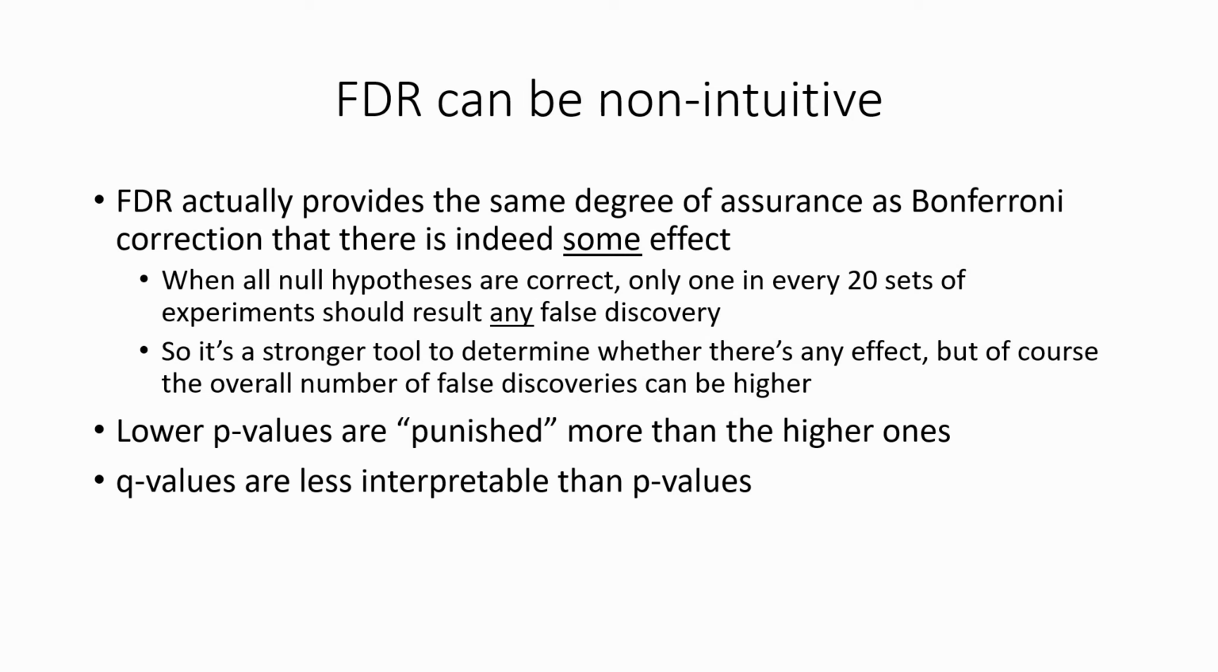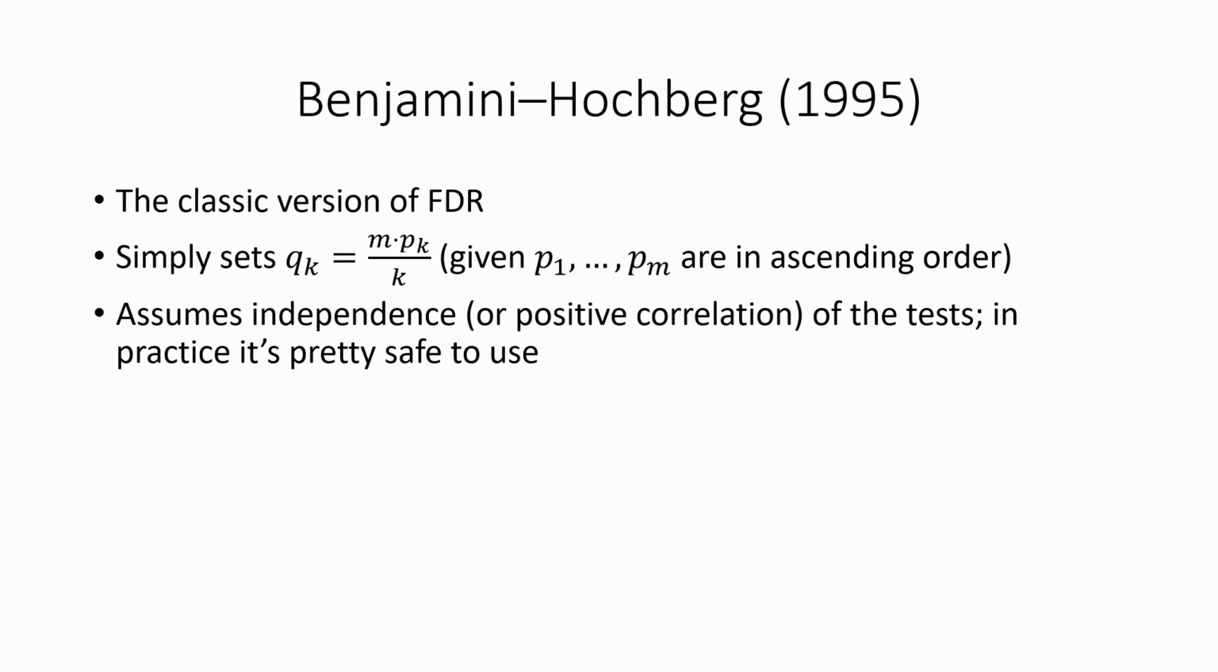Another thing that could be somewhat non-intuitive about FDR is the notion that lower p-values are actually punished more than higher ones. If you remember, in the Benjamini-Hochberg formulation, we divide each p-value by its index. So the more significant the p-value is, the lower its index, and then it's penalized more. The p-value is penalized all the way to the way it would be penalized by Bonferroni, and the last p-value is actually not penalized at all. If you get k to be m, you get a q-value which is exactly the p-value. So the more significant a p-value is, the more it is penalized.